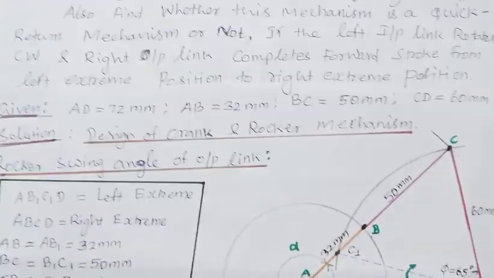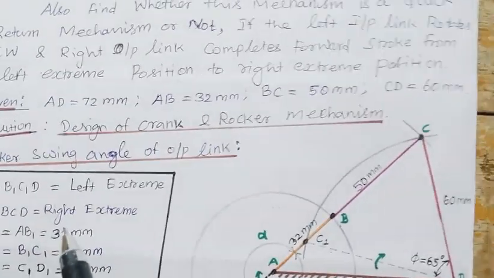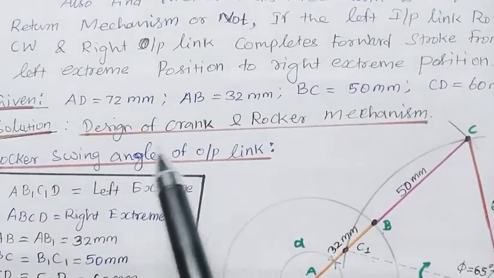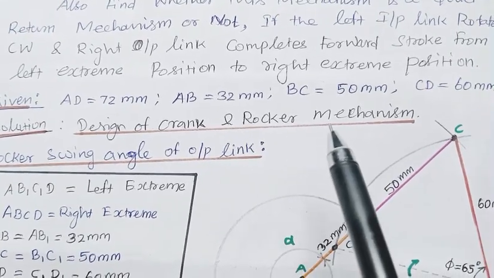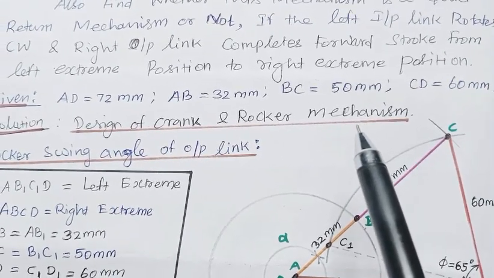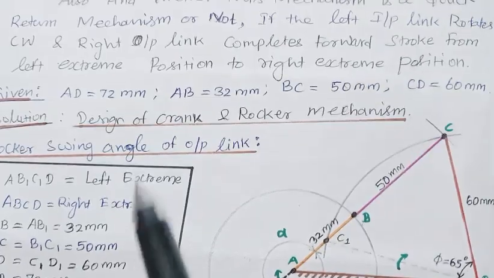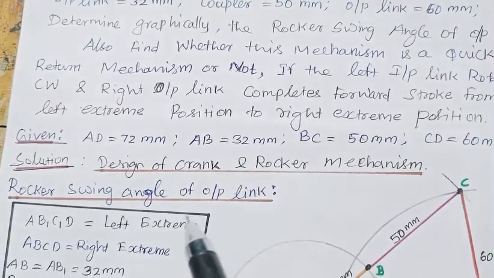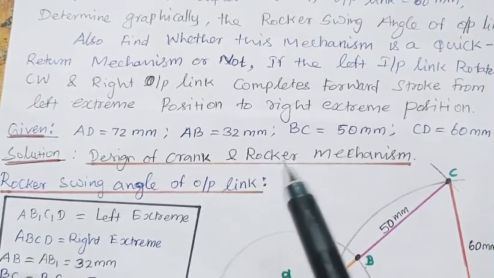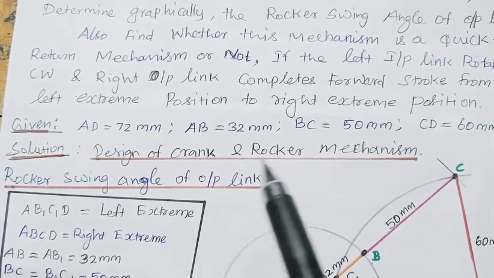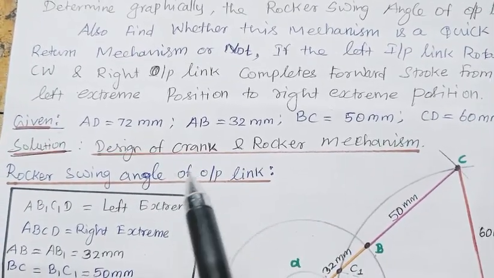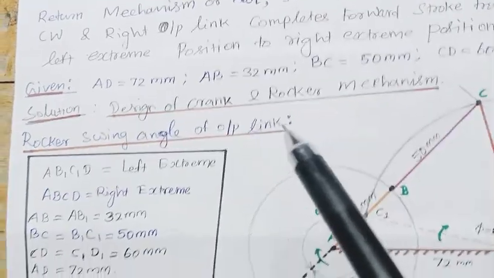So now you come to the problem. First of all, write down the given data. First, AD equal to 72 mm, AB equal to 32 mm, BC equal to 50 and CD equal to 60 mm. So first you read the problem, then you get the idea that this mechanism comes under the design of crank rocker mechanism, under the category of design of crank rocker mechanism.